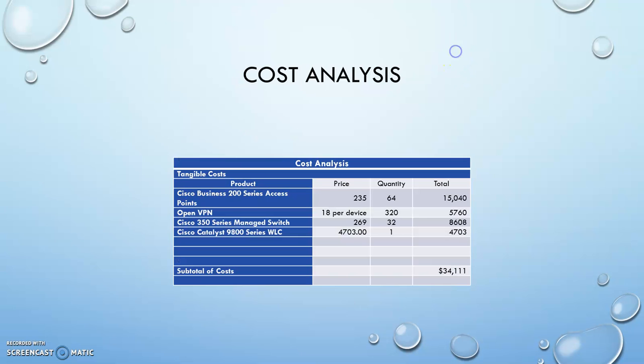And here's the cost breakdown. Access points, $235, 64 of them at $15,000. I threw the VPN software in there, total 320 licenses at $5,760 annual. The managed switches, we'll need 32 of those, totaling $8,608, and the wireless LAN controller at $4,703, for a total of $34,111.